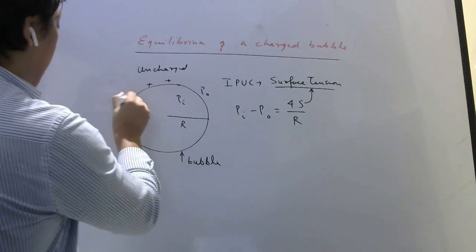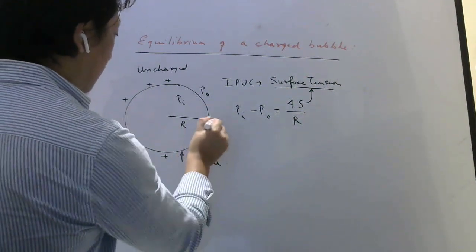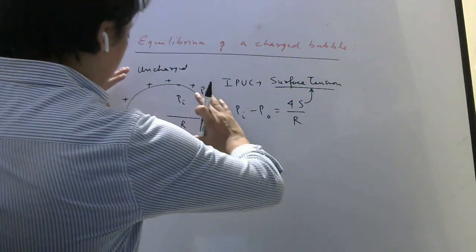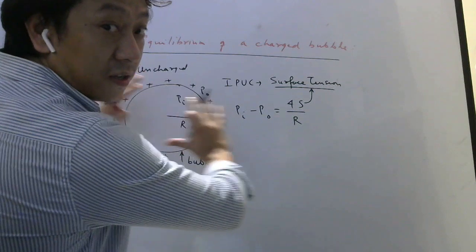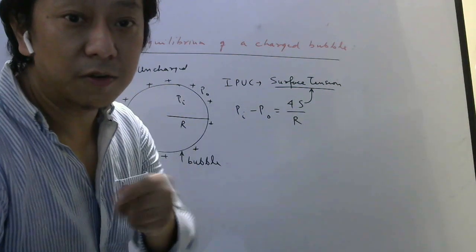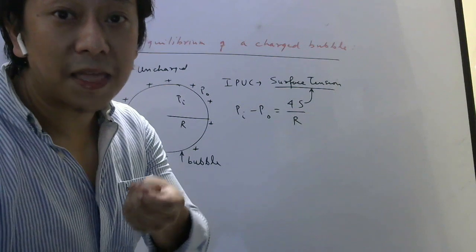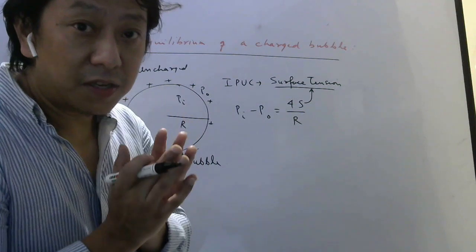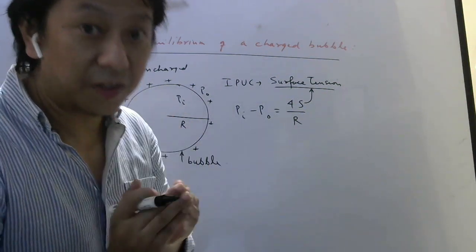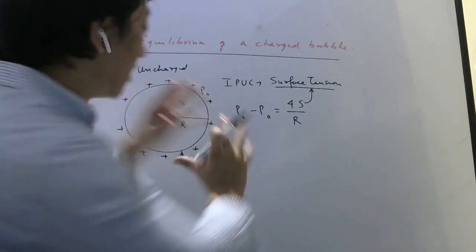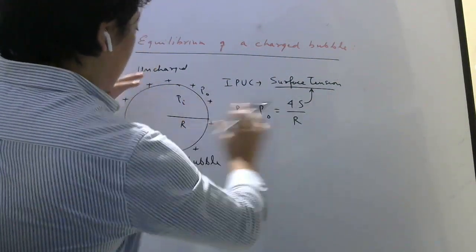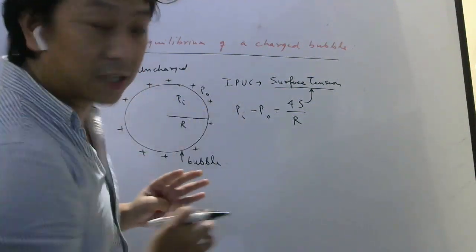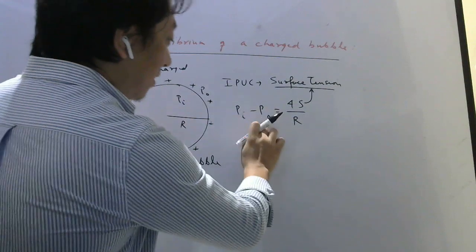But if the same bubble is charged, let's say I put here only charged, then see how the formula will change. Now this surface tension is the property due to which the surface tries to minimize its area. Please remember that, otherwise let me know, I will revise it. So surface tension is the property of a liquid surface due to which it tries to minimize the area. So due to this surface tension, the pressure tries to increase. That's why Pi minus Po is this. Pi is greater than Po.